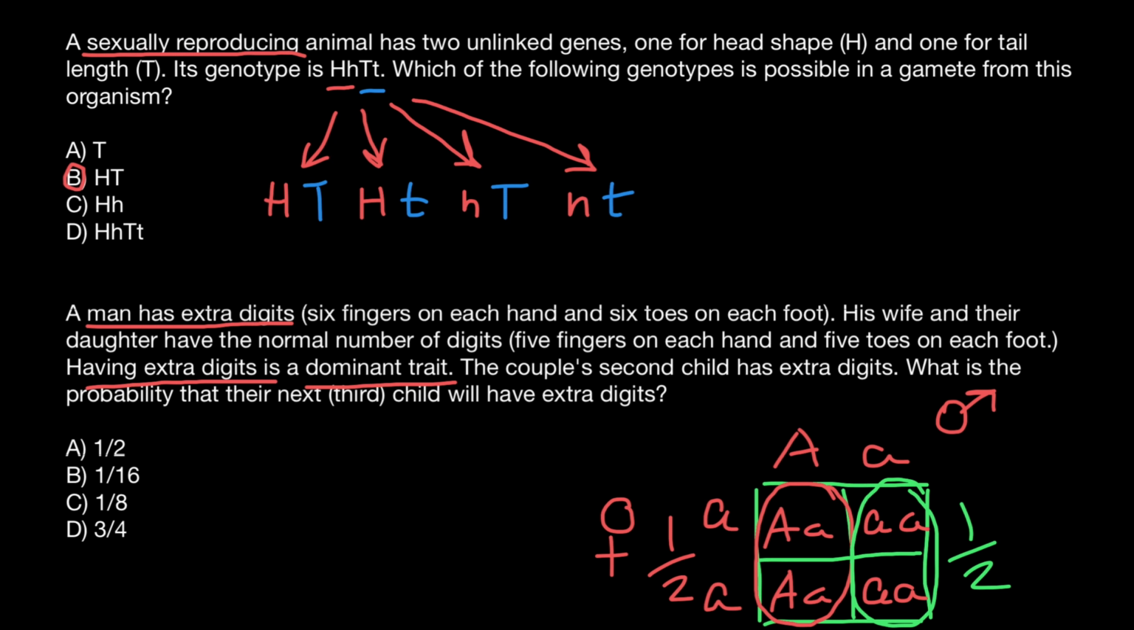Our answer to the question, what is the probability that the next third child will have extra digits, would be 1/2. Answer A.